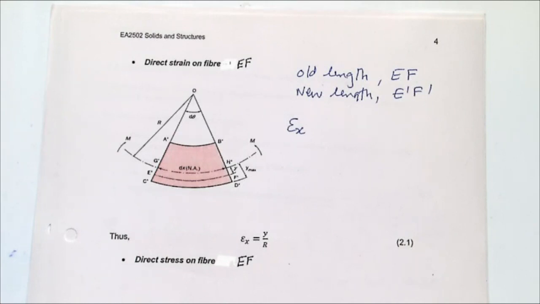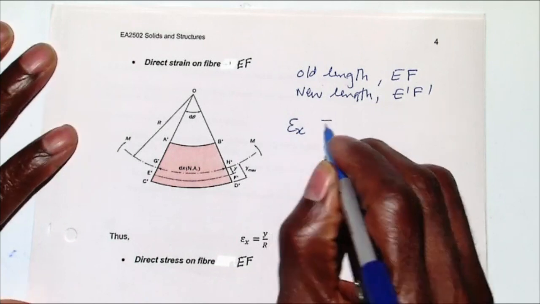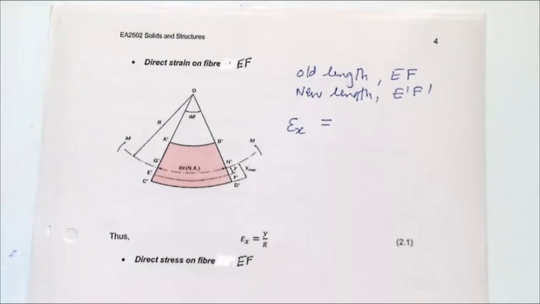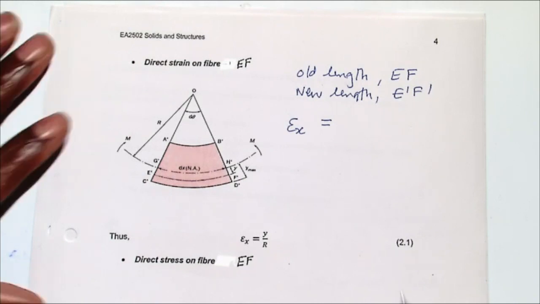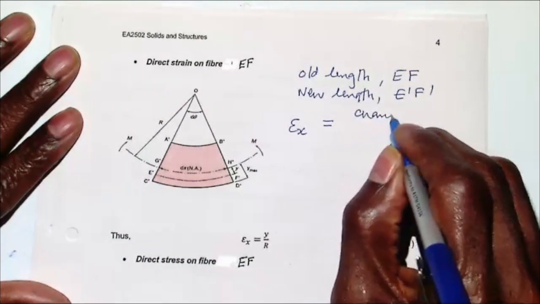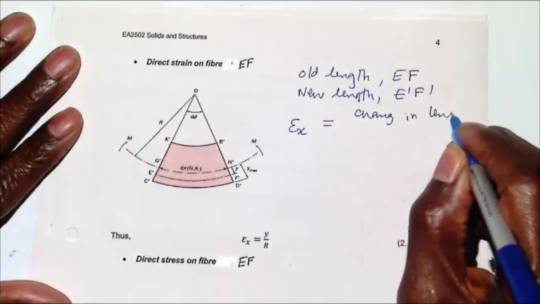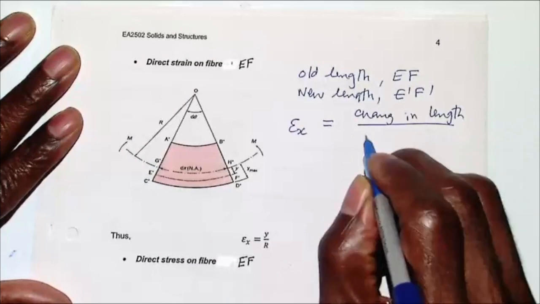So if you want to find the strain, what is the definition of strain from what you learned in your first year? It is the difference in length divided by the original length. That's good. Thank you. So we'll say change in length all over the original length.